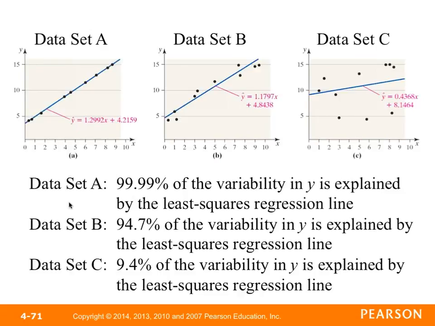What we want to do is compare these 3 in terms of their r squared values, so that you can see visually what r squared actually means. If we look at data set A, if you calculate the r squared value, which you would have to know what r is first, you get 0.9999. If you change that into a percentage, you get 99.99%. To interpret that, we would say that 99.99% of the variability in y is explained by the least squares regression line.